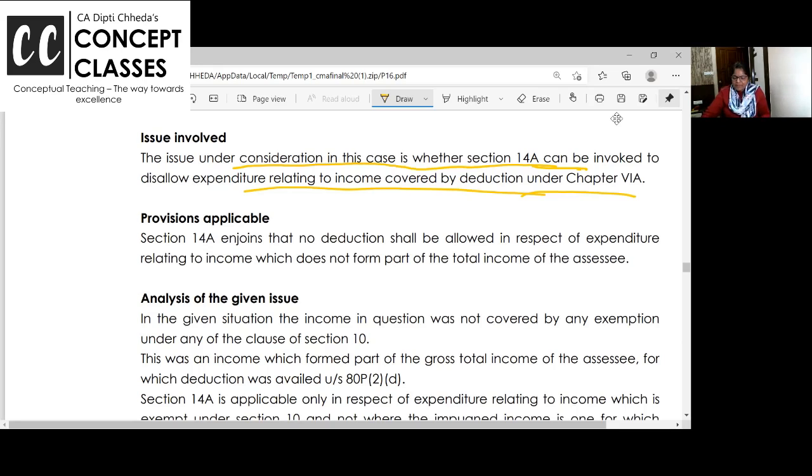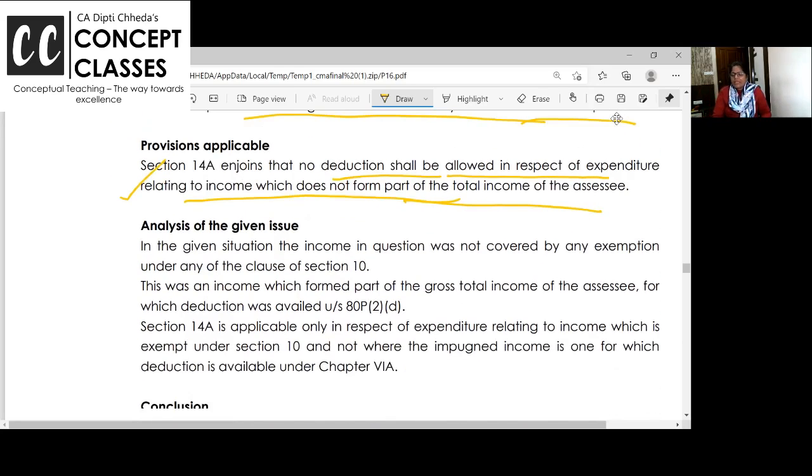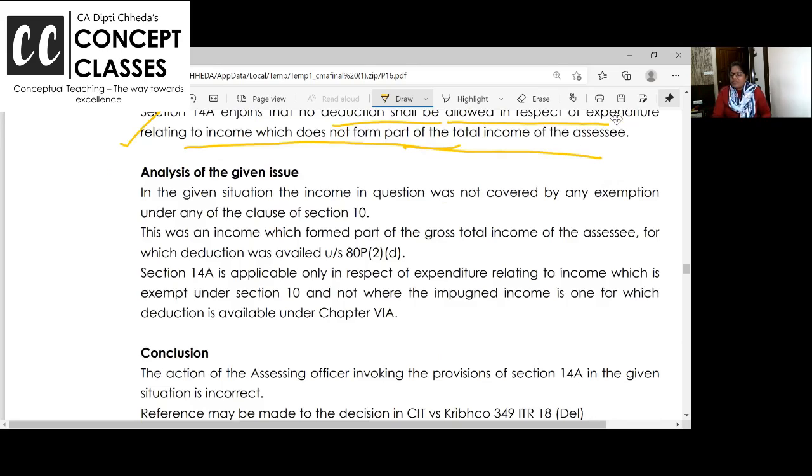14A enjoins that no deduction shall be allowed in respect of expenditure relating to income which is exempt. Case samajh mein aaya, issue involved. What is the provision? Provision says that related to exempt income, you can't claim any expenditure. Now, in the given situation, the income in question was not covered by any exemption. This was an income which formed part of the gross total income for which deduction was availed.